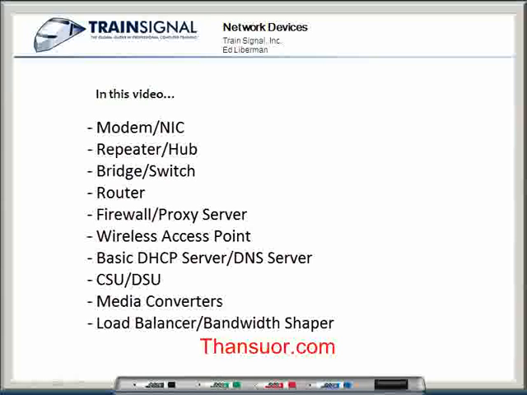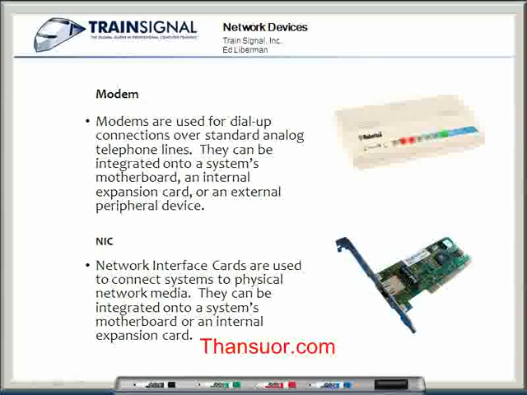In this video, we are going to go over some of the more common networking devices that you'll find on today's networks. So the first thing we need to take a look at is connectivity. Right? How are we going to get computers connected to a network? A couple of devices I have listed here are a modem and a NIC, or network interface card.